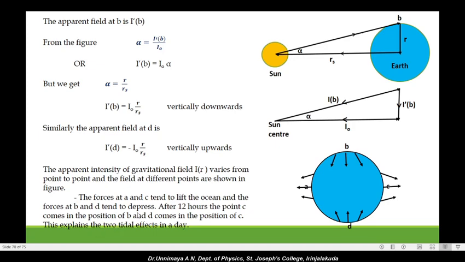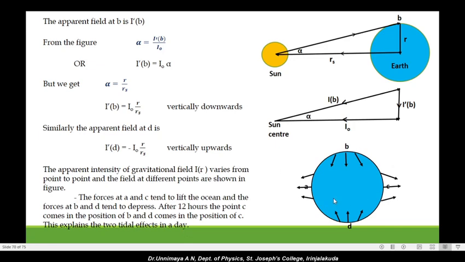So because of that, we have two tidal effects in a day. ഒരു ദിവസം തന്നെ 2 tidal effects വേലിയേറ്റം വേലിയിറക്കം വരുന്നത് എന്തുകൊണ്ടാണ്? ഈ 12 hours ഡിഫറൻസിൽ വരുന്ന ഈ പോയിന്റ്സിന്റെ ചേഞ്ച് കൊണ്ടാണ് നമുക്ക് 2 tidal effects in a day. We will have 2 tidal effects in a day.